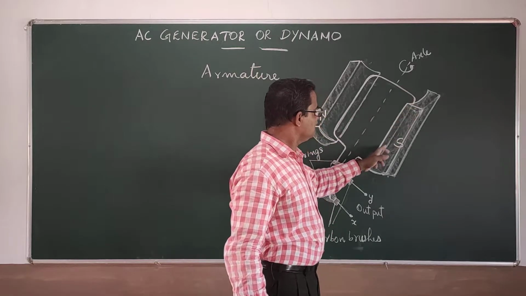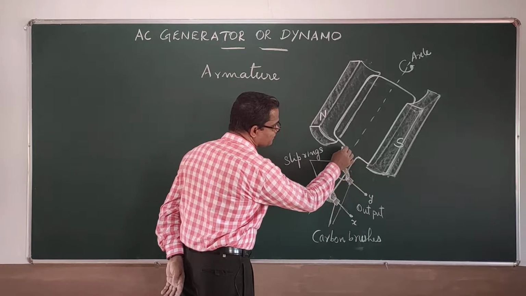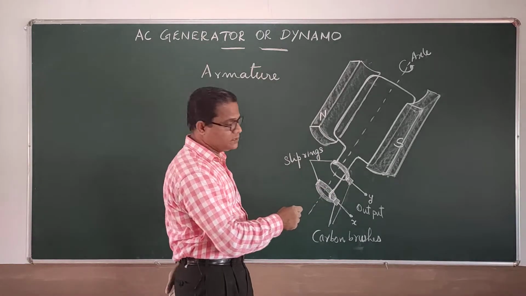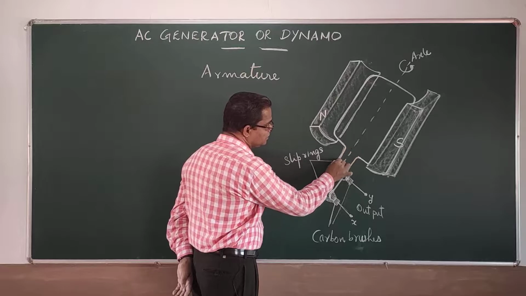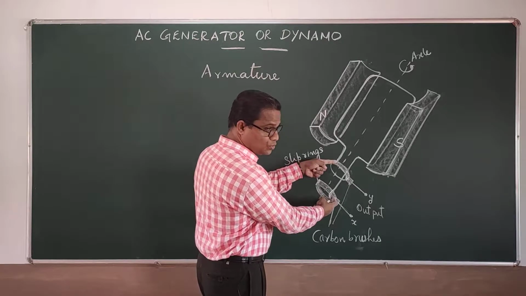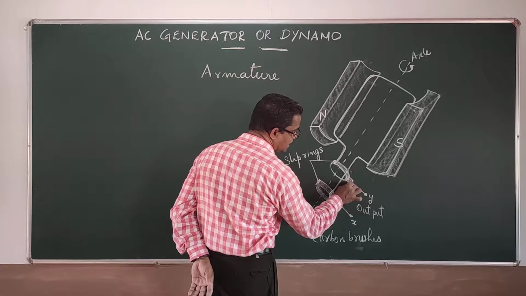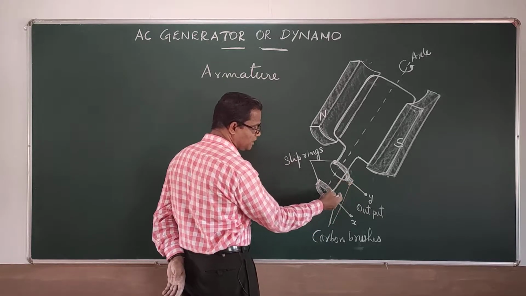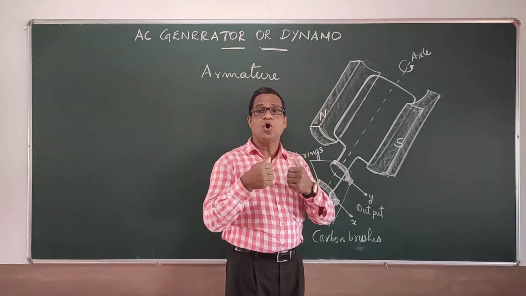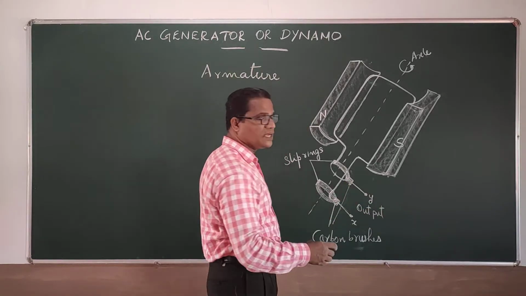The rectangular coil is called the armature, and the two ends of the rectangular coil are connected to two slip rings. These are metallic rings, and the ends of the armature coil are connected to the two metallic rings. The metallic rings are attached to carbon brushes. See this? These two are carbon brushes. Carbon brushes are nothing but contact points, and through them we can get the output.